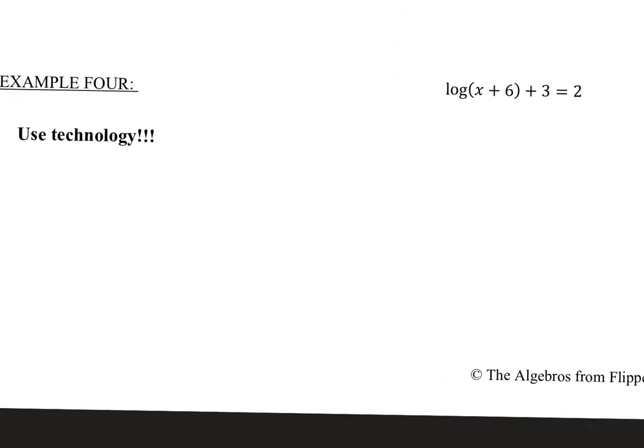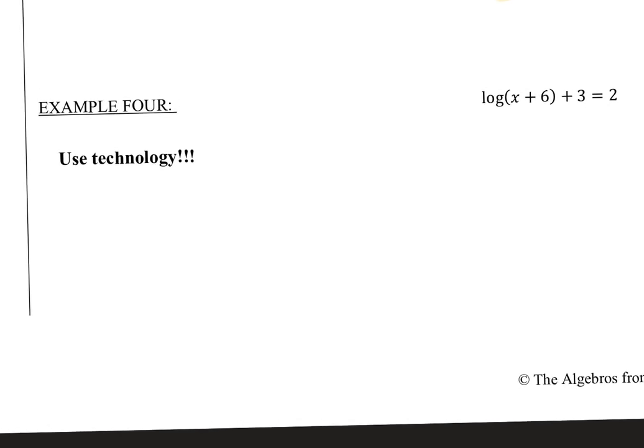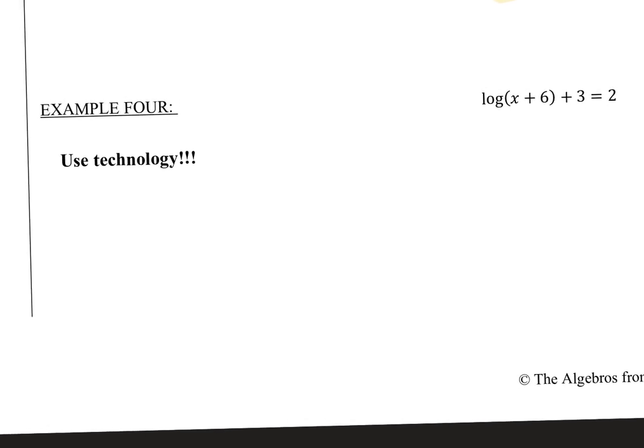On this one, we're going to use technology, and I'm actually going to have you guys pause the video. You guys know how to do this. We've done this in class. What you're going to do is make this your y1 and this your y2, and then graph these things. So in your calculator, you're going to write this log x plus 6 plus 3, and then y2, you could just say equals 2. And even if this was a nastier problem, you could still put it here. Then you're going to graph it, and make sure that you can actually see the intersection on your graph. So maybe you have to zoom out or change the window settings.